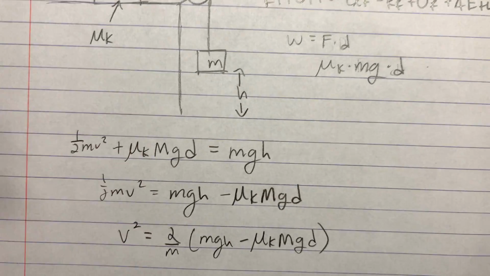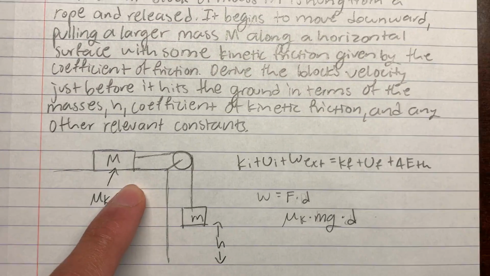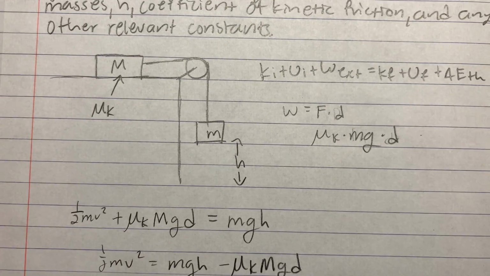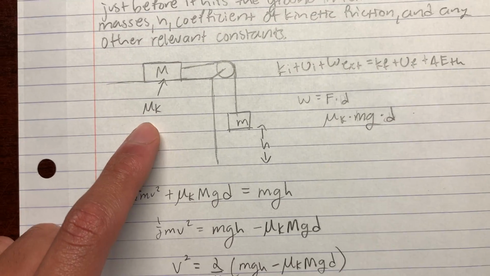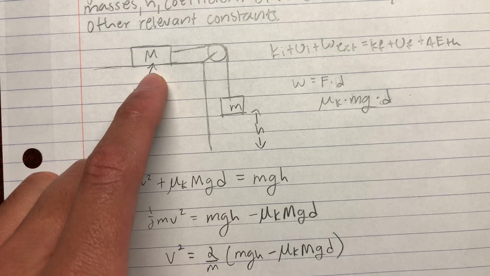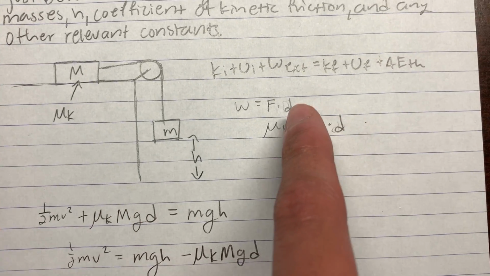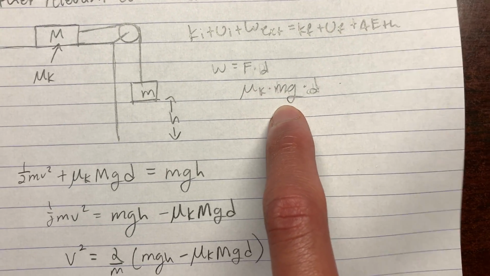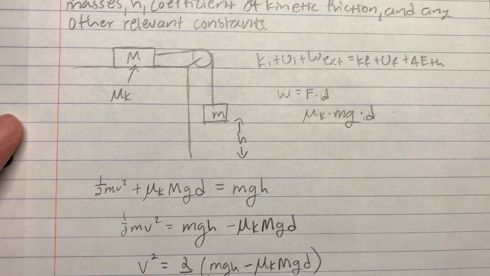Okay, so we know that work is force times distance, and for force we know that there is friction. There's kinetic friction when the block is sliding, and so kinetic friction would be the coefficient of kinetic friction times the normal force, which would be mass times gravity, big M times gravity, times the distance, which is d. So the coefficient of kinetic friction times Mg times distance. And we plug that in for external work.